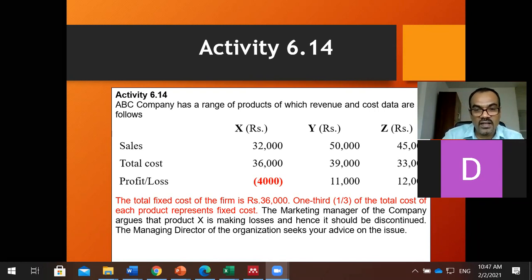This decision will earn or save 4,000 on one hand, but on the other hand, increase the total cost by 12. So the difference is simply 8,000. If you take a decision to scrap product X, your loss will go up, profit will go down by 8,000. That is the situation. Either cost will go up by 8 or, finally, profit will go down. Therefore, the decision is not financially viable.